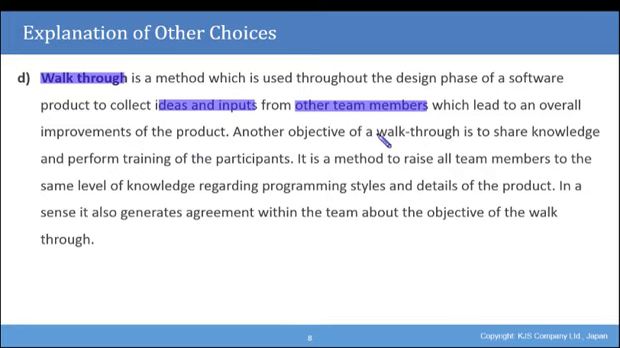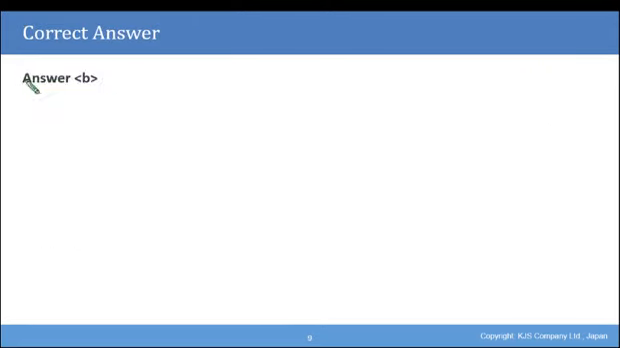Another objective of a walkthrough is to share knowledge and perform training of the participants. It is a method to raise all team members to the same level of knowledge regarding programming styles and details of the product. In a sense, it also generates an agreement within the team about the objective of the walkthrough. So as we saw, our answer is B.